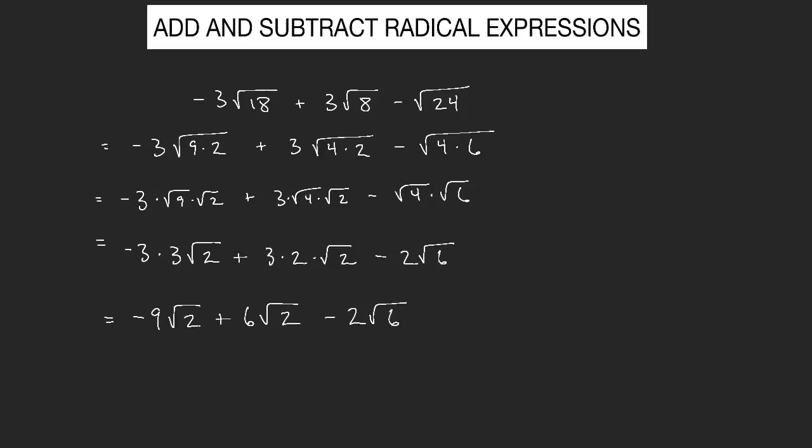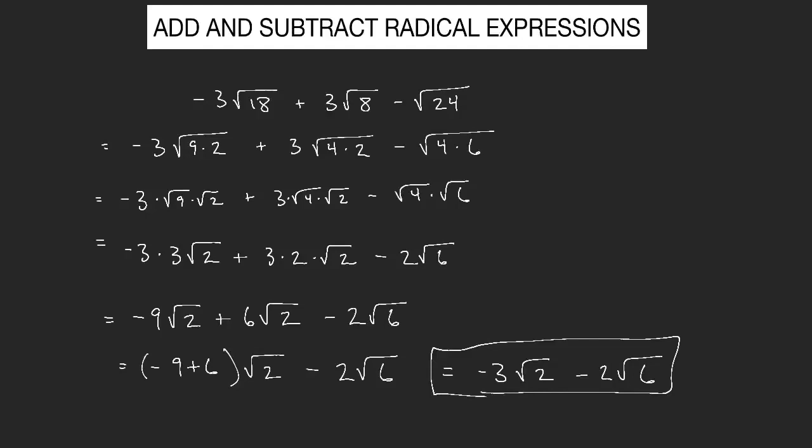Now, we can combine these two terms because they have the same root and the same radicand, 2. But we can't combine this one. Why? Because the radicand is different. This is square root of 6, which is different from square root of 2. So this one we're just going to leave alone. So this equals negative 9 plus 6 times root 2 minus 2 times root 6. Negative 9 plus 6 is negative 3 root 2 minus 2 root 6. And there's our answer: negative 3 times root 2 minus 2 times root 6.